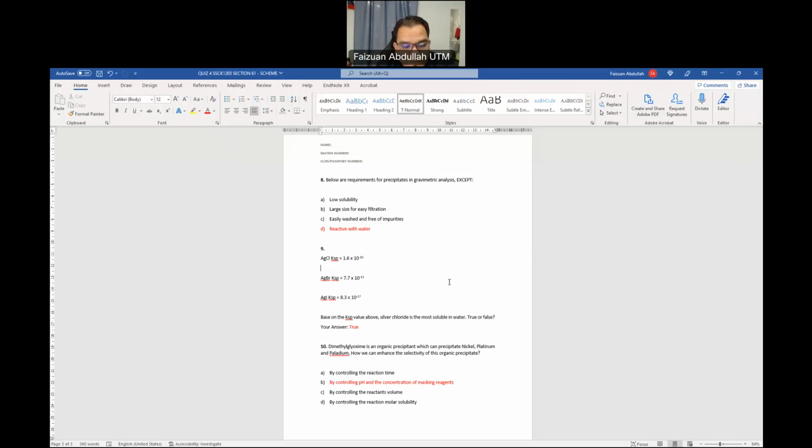So given that the Ksp for silver chloride is 1.6 times 10 to the power of -10, this is a large value of Ksp compared to the others. So it is more soluble in water, because the Ksp is quite high compared to the others, so it is harder for the compound to precipitate and achieve Q equal to Ksp.